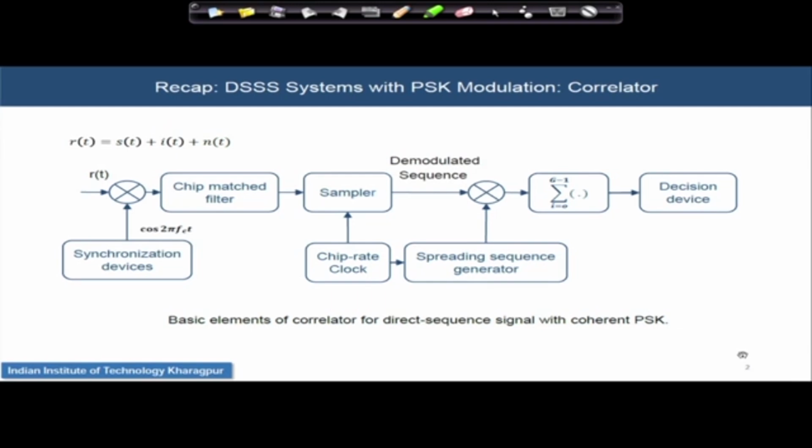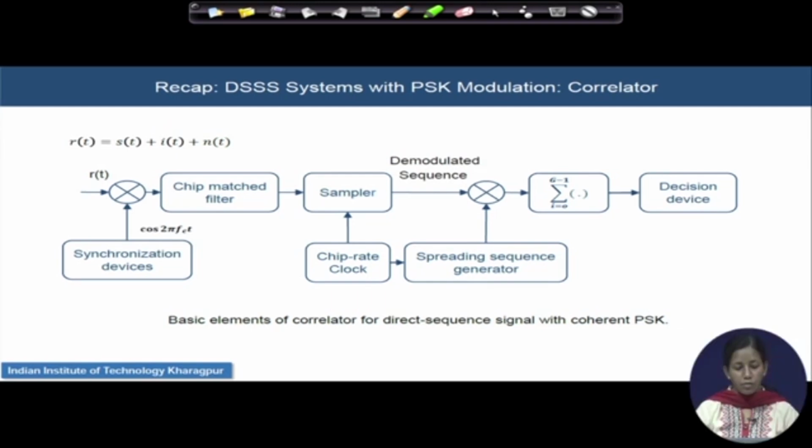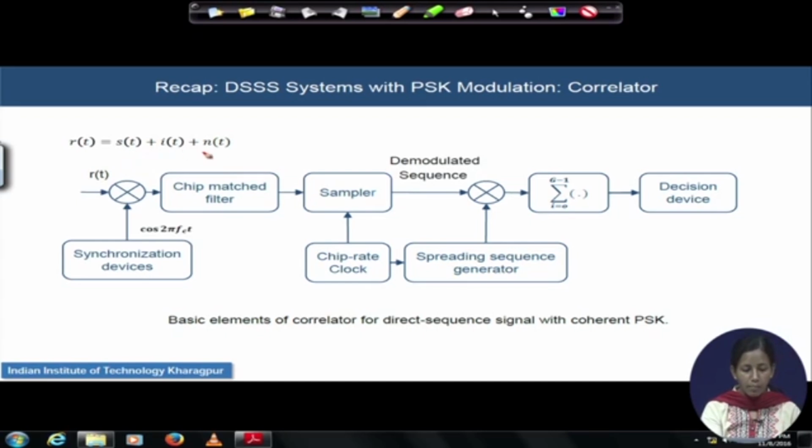We will refer again to the same block diagram for the matched filter based coherent PSK receiver we have discussed several times earlier, and we also understand again that the received signal model is given by r(t) equal to s(t) plus i(t) plus n(t), where s(t) is the intended signal, i(t) is the jamming signal and n(t) is the noise associated with the incoming signal. After receiving the incoming signal, the receiver has synchronized to the carrier frequency and brought it down to the baseband.